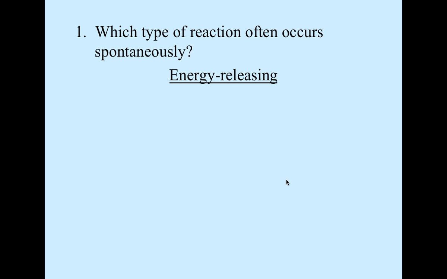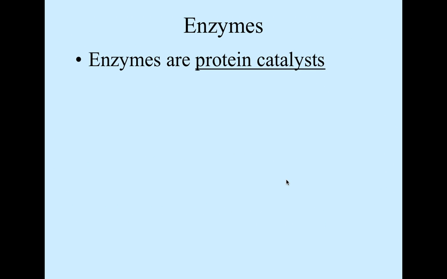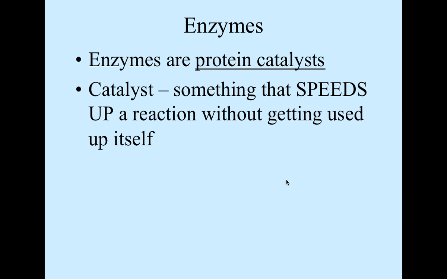So, now that we kind of understand activation energy and chemical reactions, let's bring in this concept of enzymes. Enzymes are what we call protein catalysts. And what does a catalyst do? It is something that speeds up a reaction without getting used up itself. So it makes the reaction go faster and it's reusable.